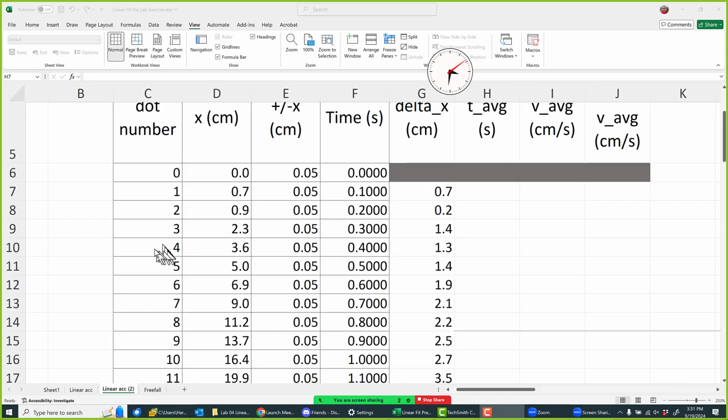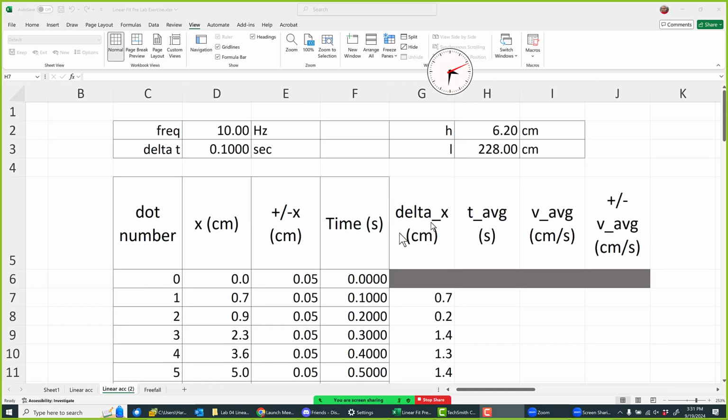Okay, for the benefit of the recording, I have a frequency here, which in my case is 10, your case is probably 15. And then I had Excel compute me the inverse. And then I have dot number, I have my position measurement, and there's my estimate of my error on each measurement.